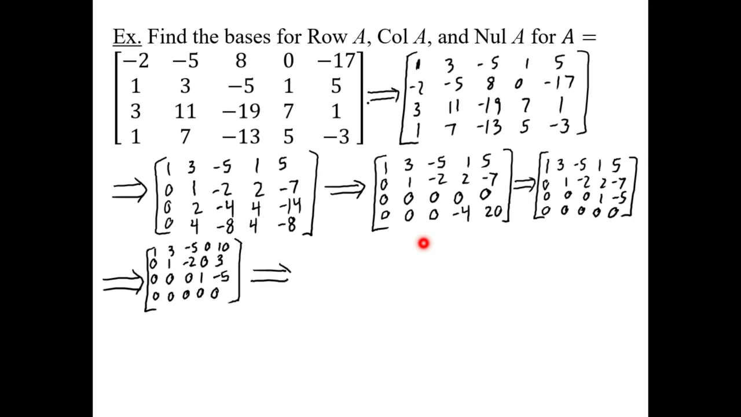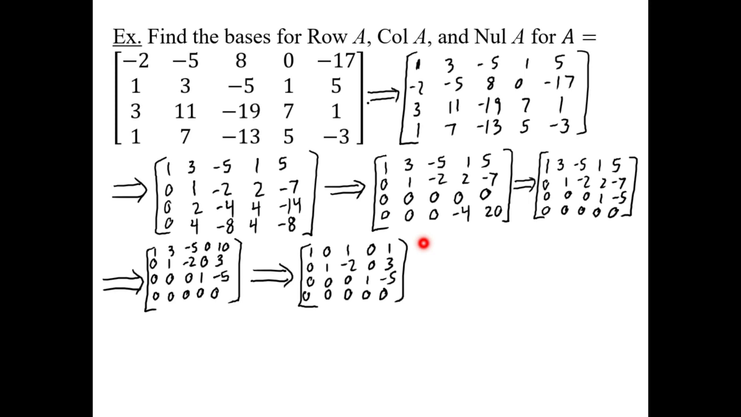Okay, and I think I'm almost done here. 0, 1, -2, 0, 3. 0, 0, 0, 1, -5, 0, 0, 0, 0, 0. Okay. And then if I do the third row times -3 plus the top row, I get 1, 0, 1, 0, 1. Okay, apparently I speak binary.